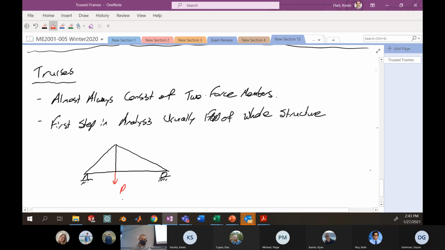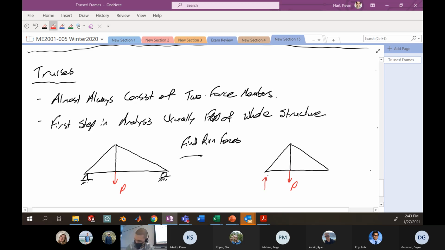Your first step in the analysis of this would be your typical 2D equilibrium analysis, and that you'd make a free body diagram of this and figure out what the reaction forces are. And so you would do something that looked like this. Here's your truss. Isolate your reactions. So isolate the truss from the reactions.